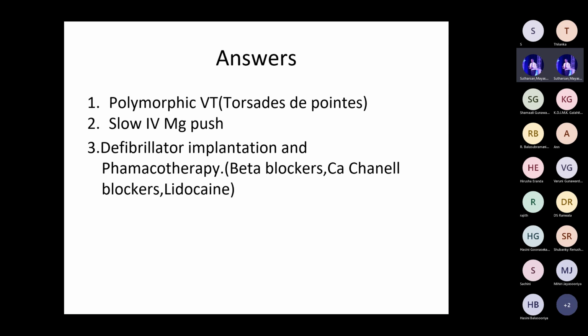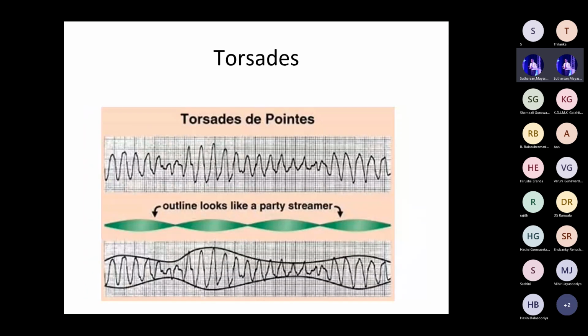So you know why it's called the twisted ribbon? It's like this here. Now the morphology is variable. So if you actually draw a line connecting all the tops and the bottoms, it's like a twisted ribbon. That's why it's called, actually it's a French term, torsades de pointes means twisted ribbon. Ribbon means these are party ribbons, right? You know the party ribbons, right? It's like this. Okay.